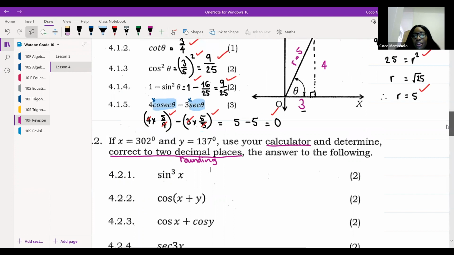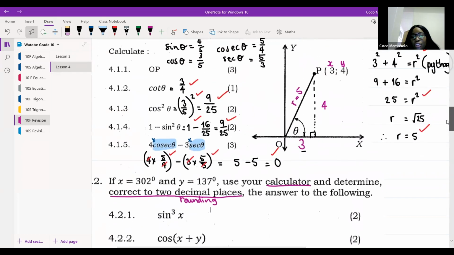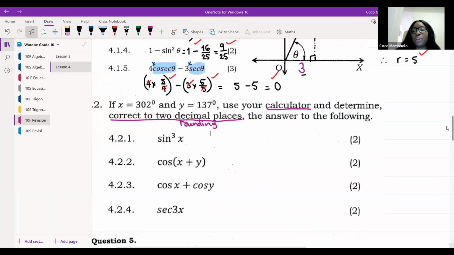Anele, have a look. Okay, take a screenshot. I want you guys to attempt 4.2.1 on your own and let me know how it goes.